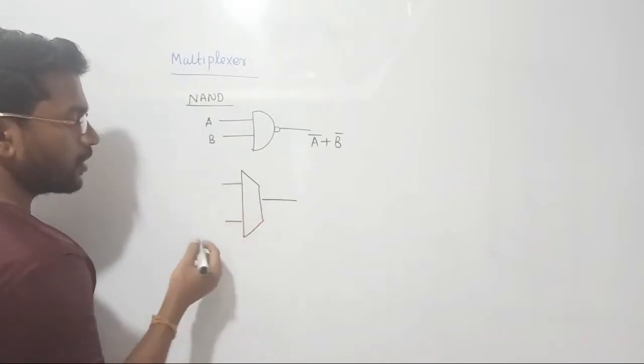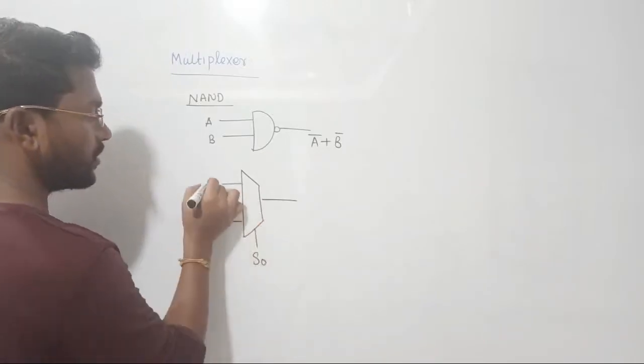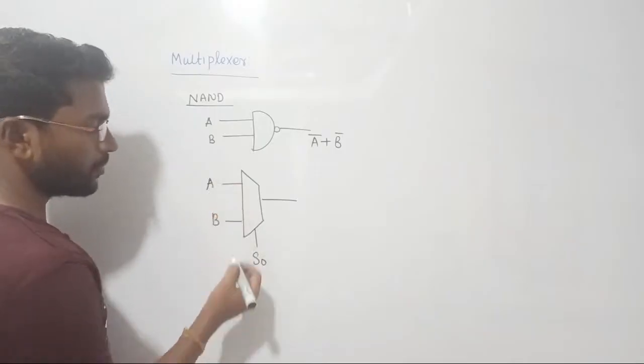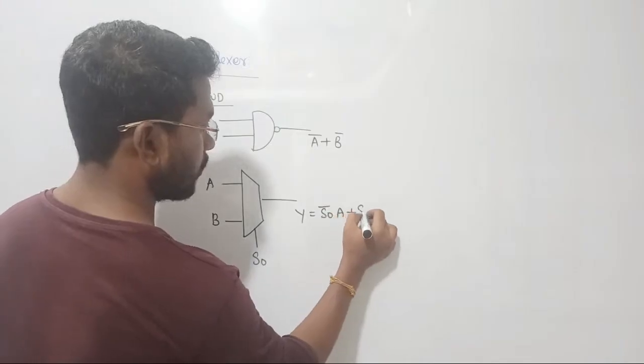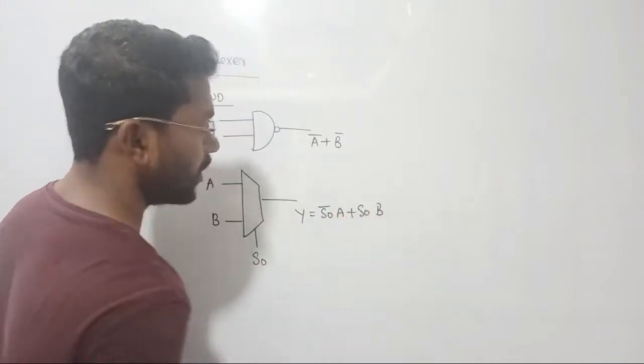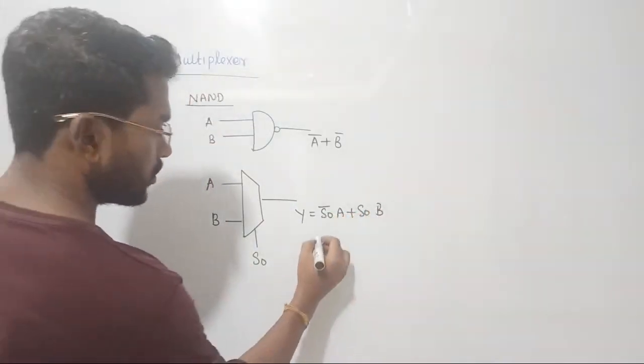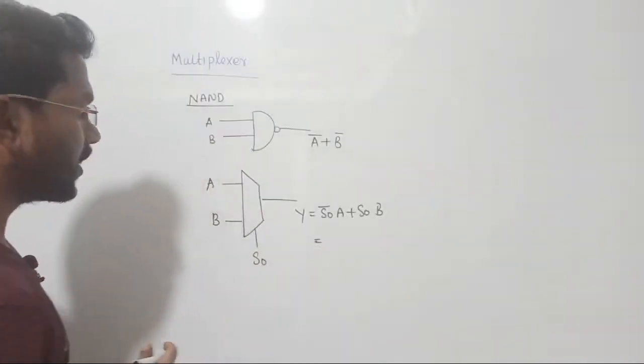Yeah. Now what I am going to do, let's consider S0. This is A, this is going to be B, and our output is going to be what? S0 bar into A plus S0 into B. Right? Now what will be the output?